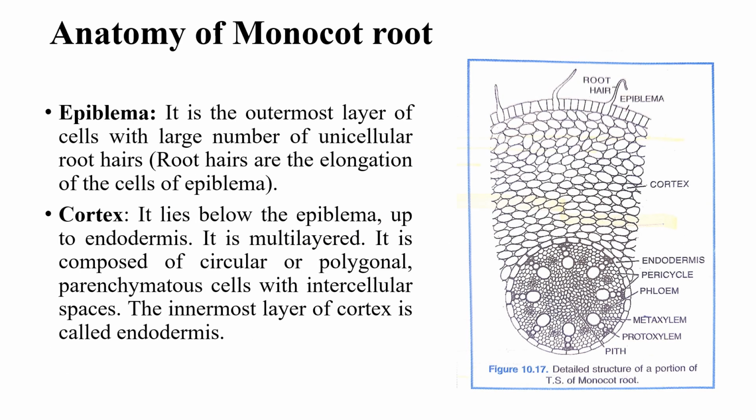Then anatomy of monocot root. The outermost layer is epiblema, and there are many unicellular root hairs present on the epiblema. Then below the epiblema, the cortex layer is present. So it lies below epiblema up to endodermis. The outer wall of this cortex is epiblema, and the inner wall of it is endodermis. Then below endodermis, pericycle is present. Then the vascular bundles, and at the center, pith is present.